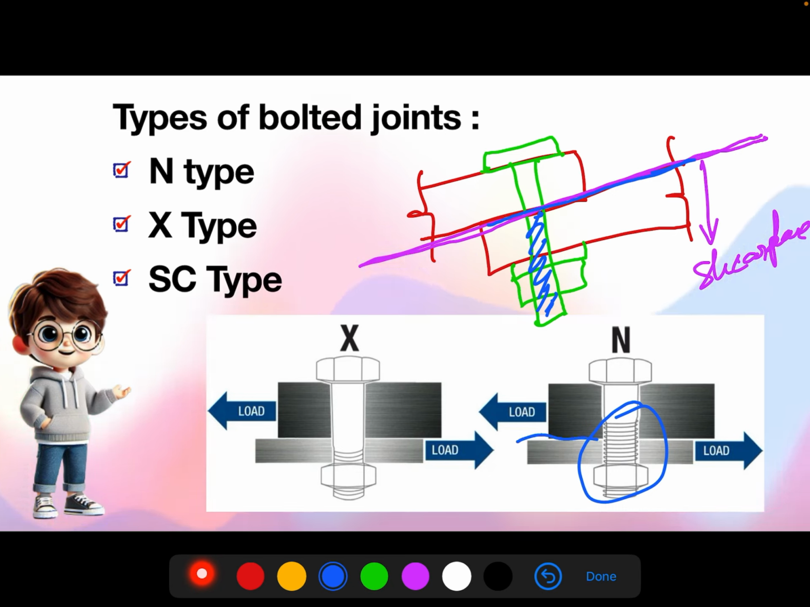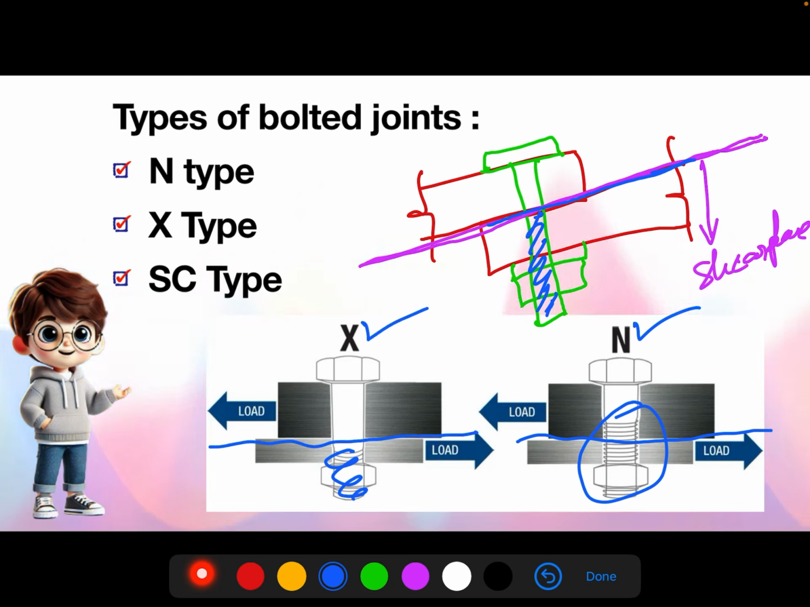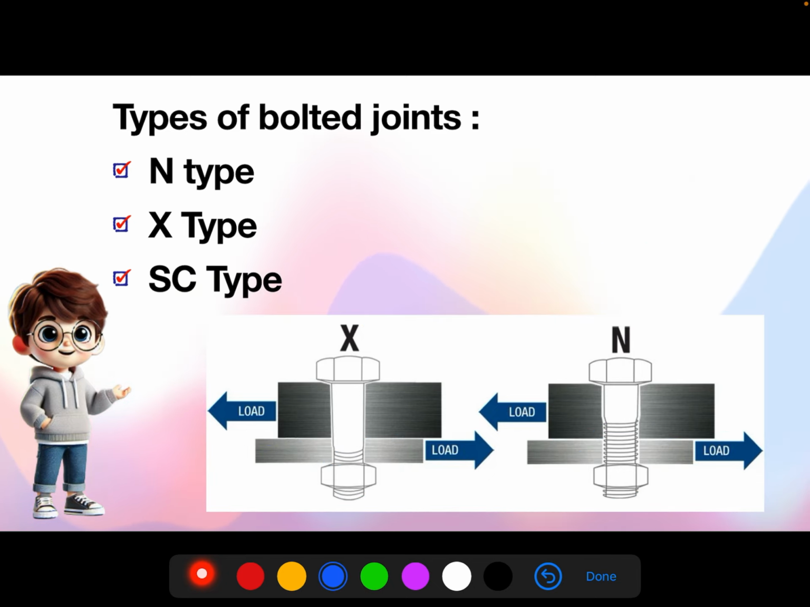If the bolt threads are crossing this shear plane, we will say N type, which means threads included in the shear plane. If these bolt threads are not crossing this shear plane, then we will say X type, threads excluded from the shear plane. Now, what is SC type?